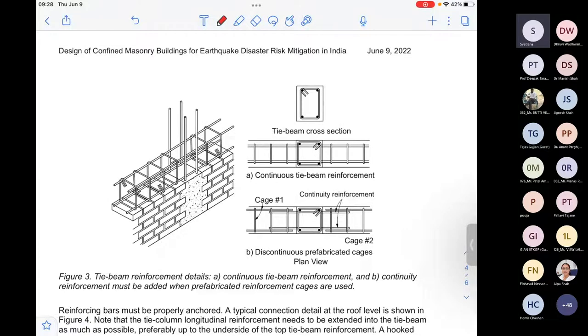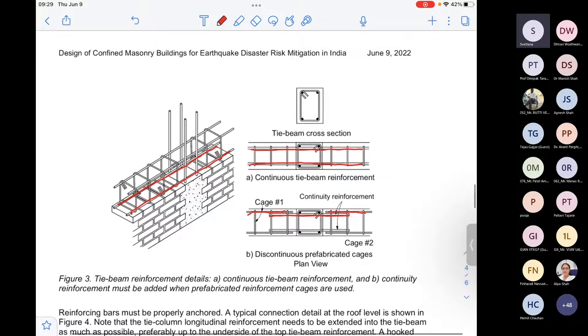This is showing a plan view of the tie beam, with options for the longitudinal reinforcement, and how the tie beam reinforcement is continuous or not. One option is to have continuous reinforcement through the joint. The other option is to have several bars and then an extra bar that goes through the joint. So these are two options for tie beam reinforcement.